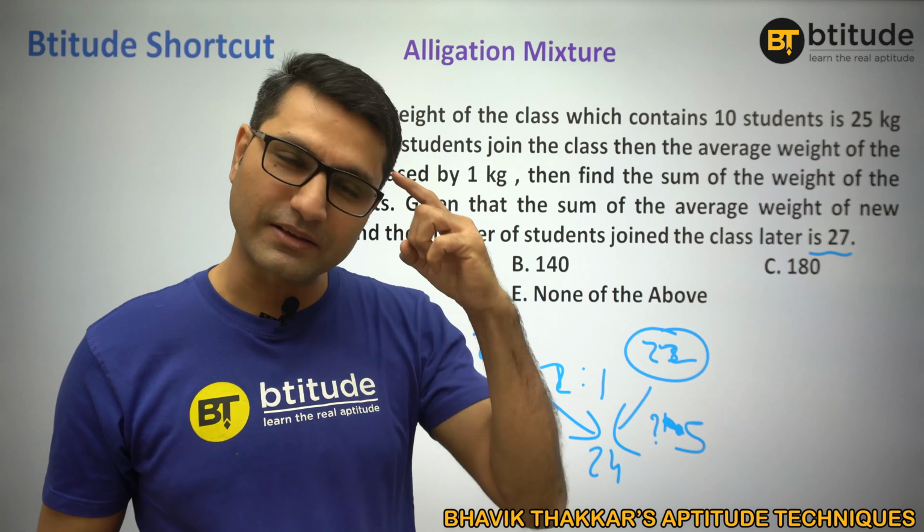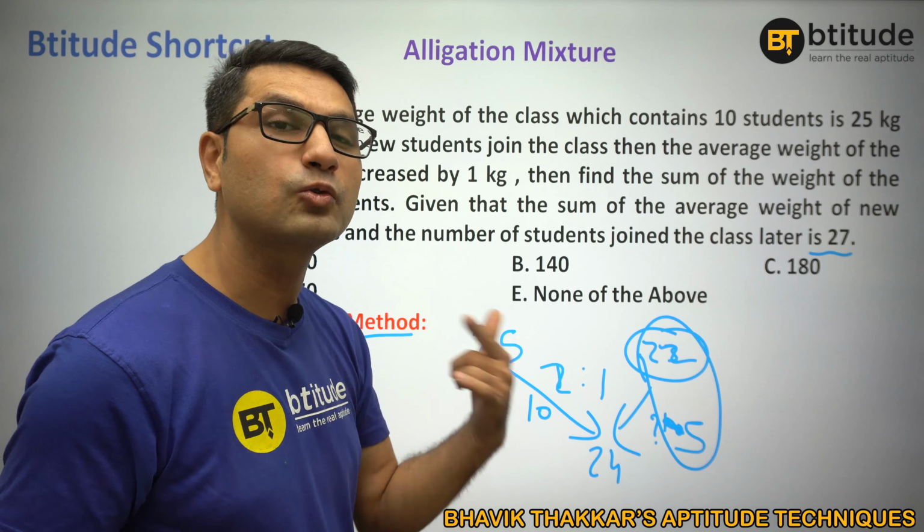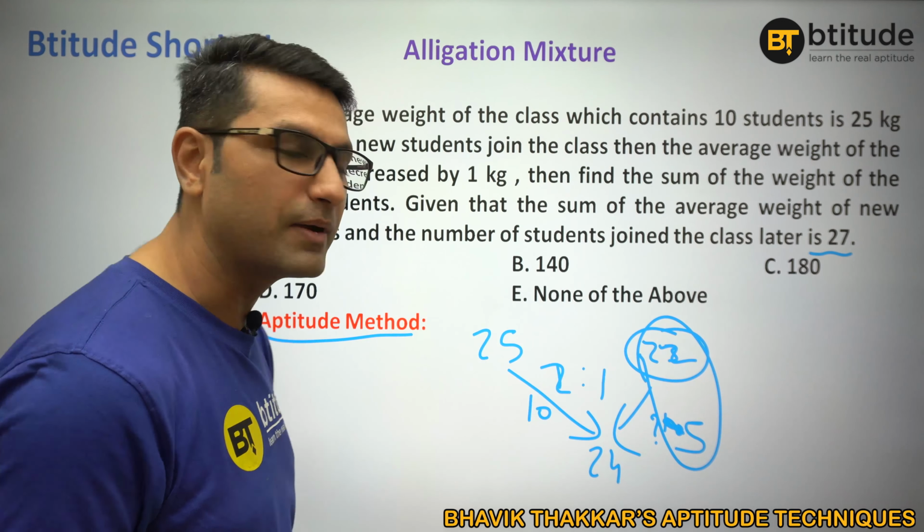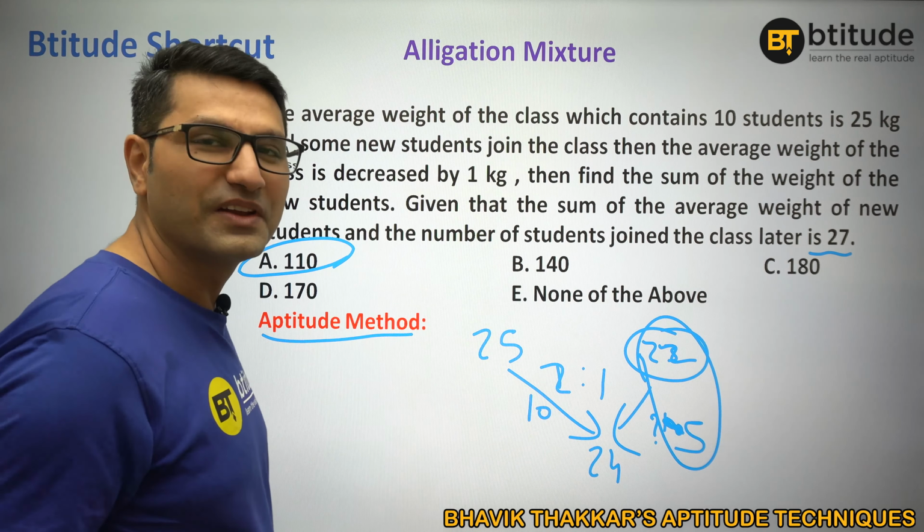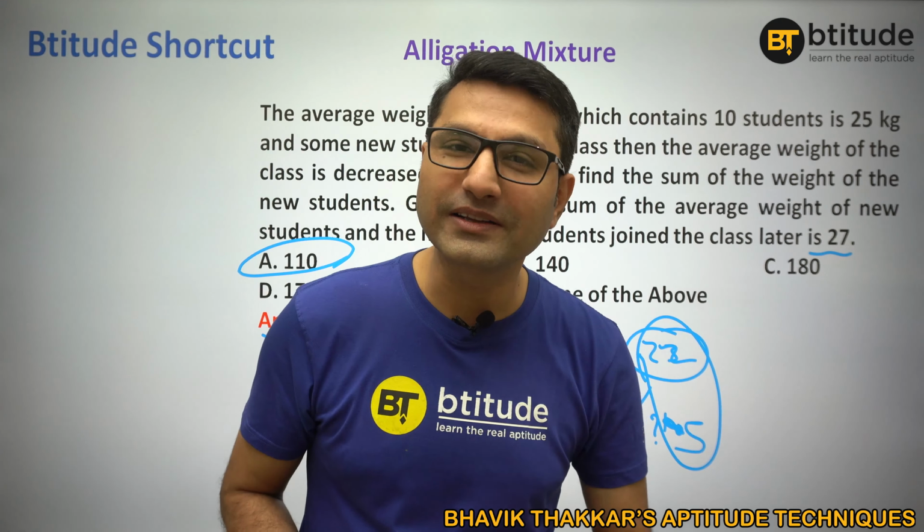So the answer would again be 22 into 5, because we are not supposed to find out the total number of students. The new students are 5, their average weight is 22, but we are supposed to find out the total weight. So 5 multiplied by 22 gives 110. Fair enough. So I hope you are enjoying this, right?